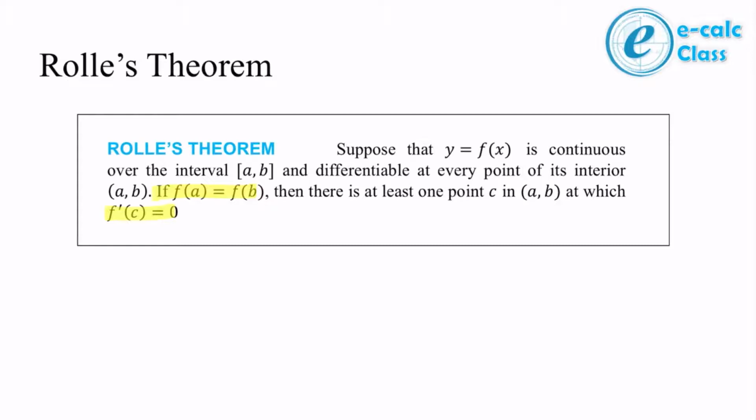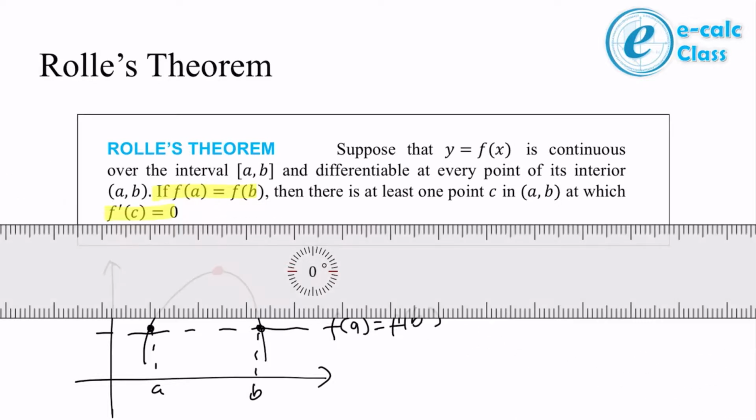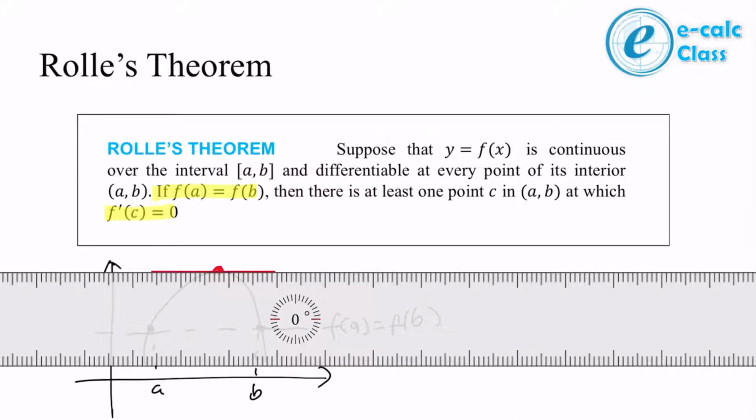It means if you have a graph something like this, okay, maybe like this, then this is your point A, this is point B. If they are equal, you see f(a) equals f(b), then there is at least a point in which f prime of c equals 0. f prime of c equals 0 means what? It means the tangent has a slope of 0. Slope of 0 means the tangent line is a horizontal line. And for this one, likely we have a point where the tangent line is a horizontal line, isn't it?